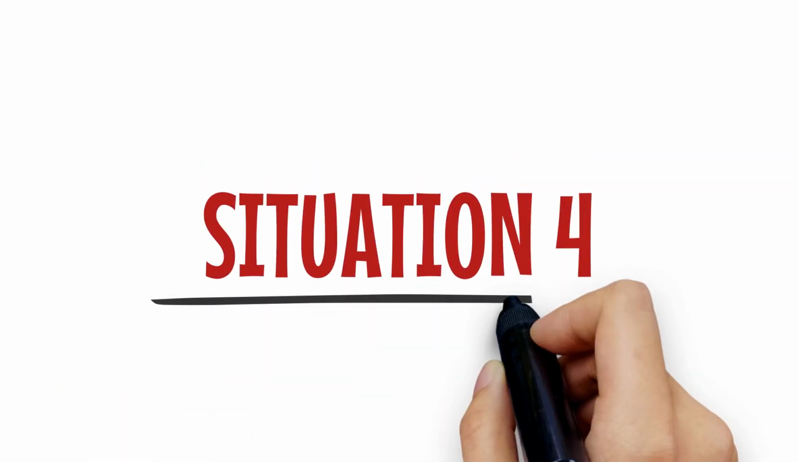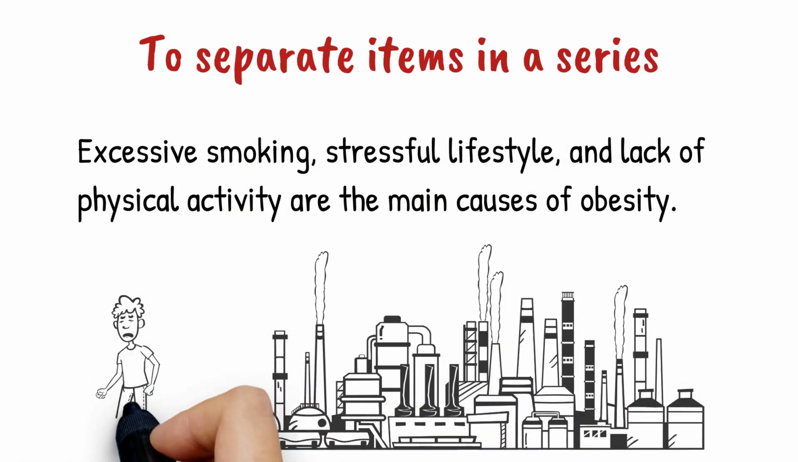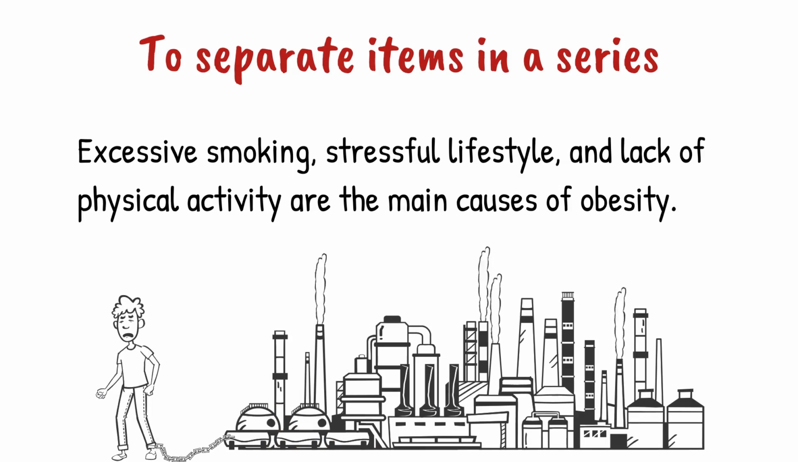Situation 4. It's also very important to use commas to separate items in a series. Example: excessive smoking, stressful lifestyle, and lack of physical activity are the main causes of obesity. The last comma before and is optional, but we advise you to use it to avoid ambiguity.